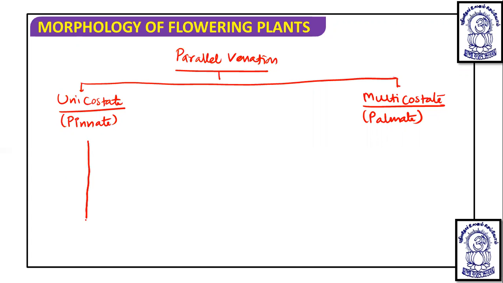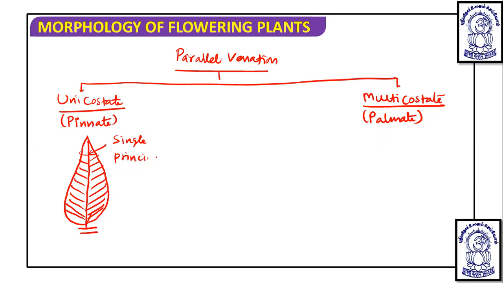And suppose this is a main single principal vein and this is a leaf. So in this all other veins run parallel to each other like this. So veins are running parallel to each other, but there is only a single principal vein, then it is known as unicostate. And this unicostate is seen in case of the banana.